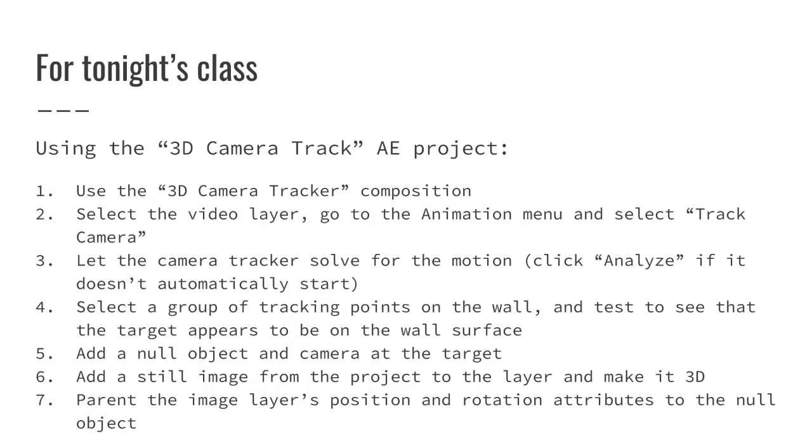Then once that target's selected, you'll add a null object and camera at the target, add a still image from the project to the layer and make it 3D, and then parent the image layer's position or rotation attributes to the null object, which is where we start to talk about expressions.